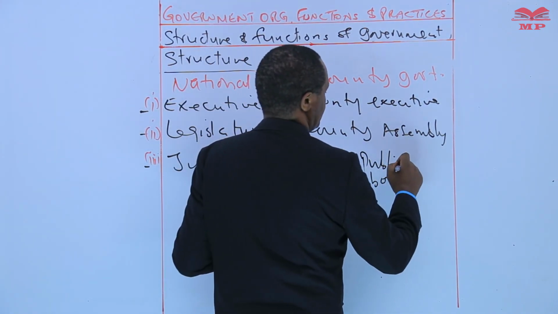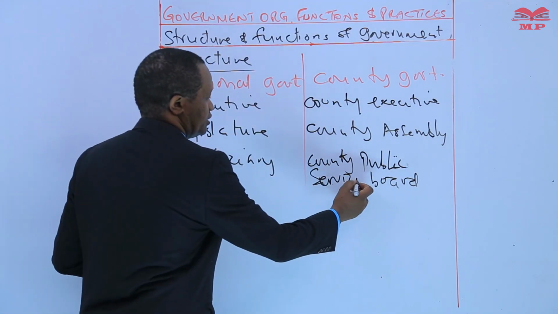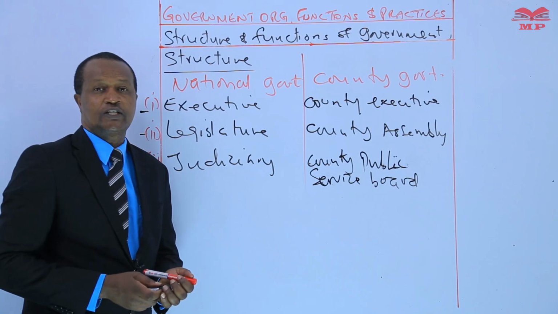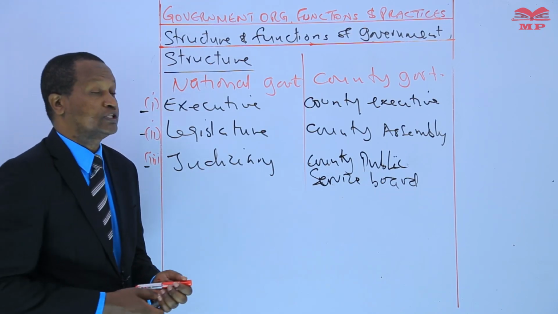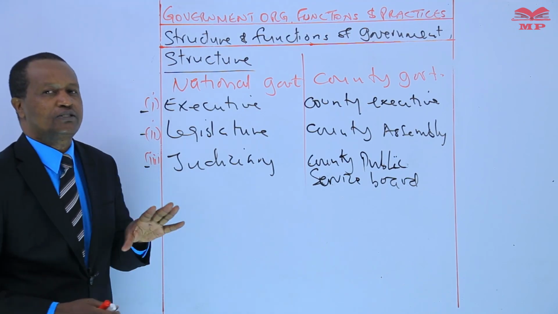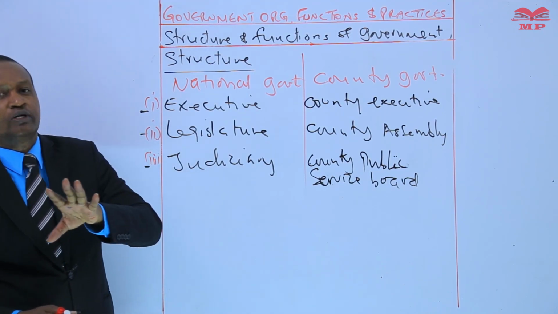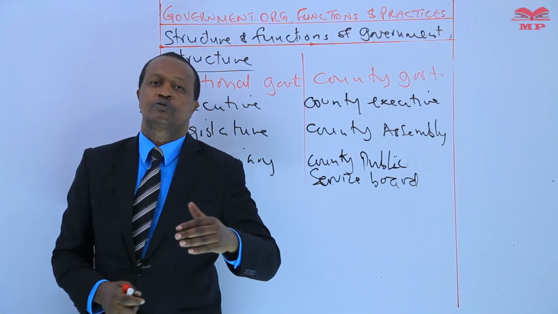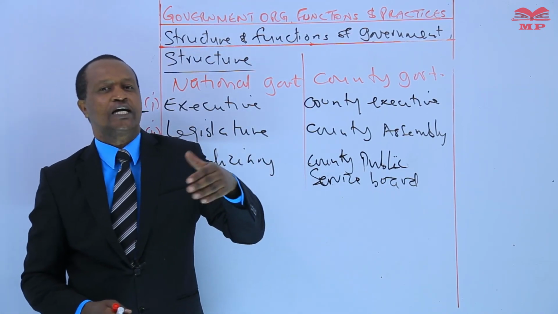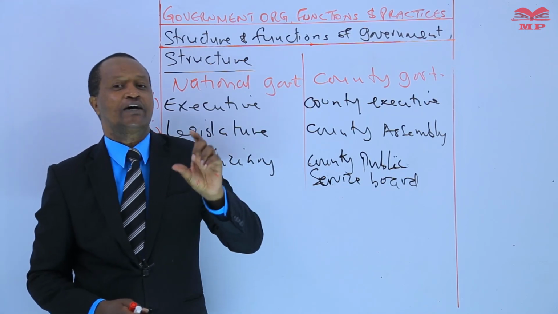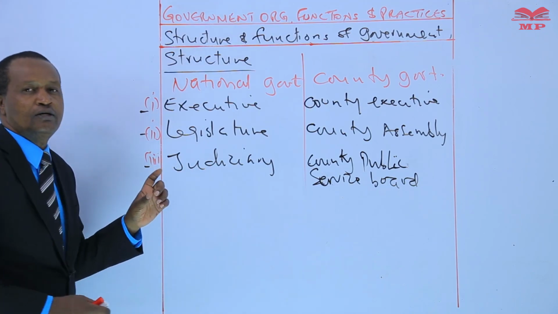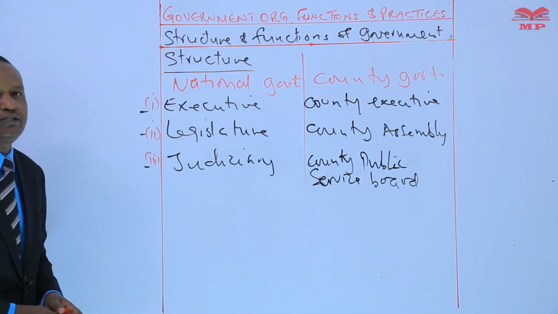The county public service board is part of the structure at the county government. It is responsible for managing the human resources of the county government. It is responsible for hiring, also responsible for promoting the county government employees, as well as ensuring that the county government is staffed by competent and qualified personnel.